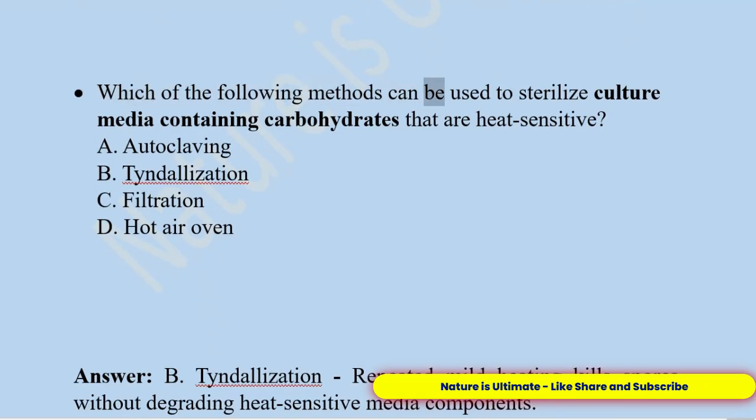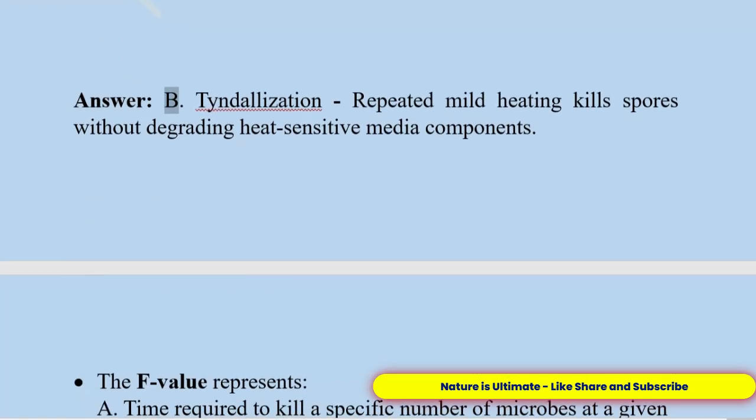Which of the following methods can be used to sterilize culture media containing carbohydrates that are heat sensitive? A. Autoclaving. B. Tindalization. C. Filtration. D. Hot air oven. Answer: B. Tindalization. Repeated mild heating kills spores without degrading heat-sensitive media components.